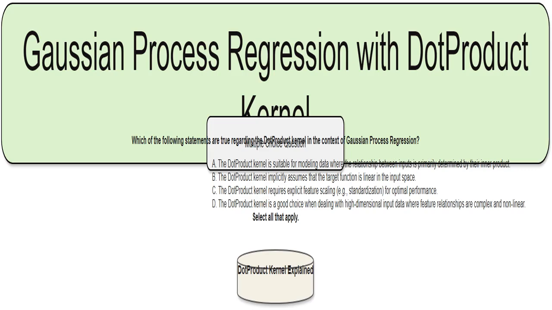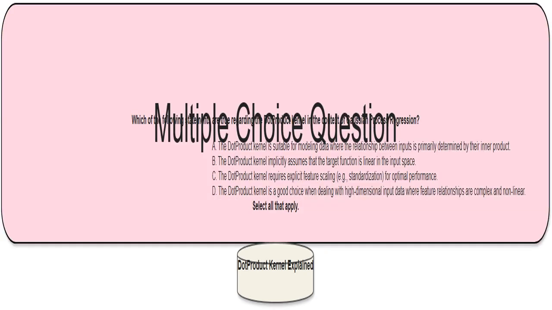We're using a Gaussian process regression model, a powerful tool for regression tasks, and specifically using the DotProduct kernel. This kernel is crucial because it defines how the model assesses the similarity between different data points. This is a multiple-choice question testing your understanding of how the DotProduct kernel functions and what assumptions it makes about the data. Let's examine each statement and figure out if it correctly describes the DotProduct kernel.